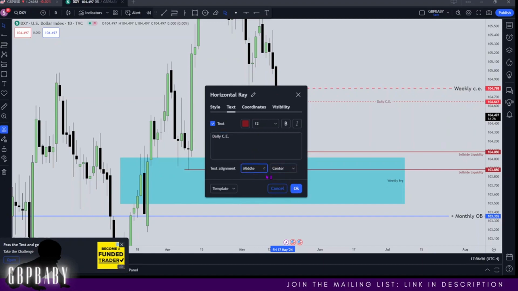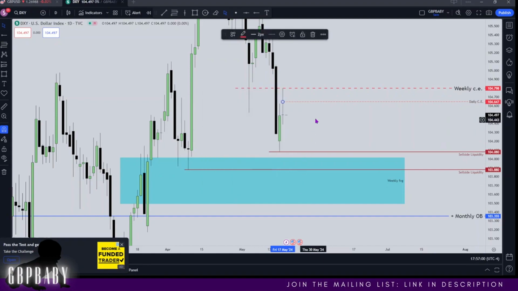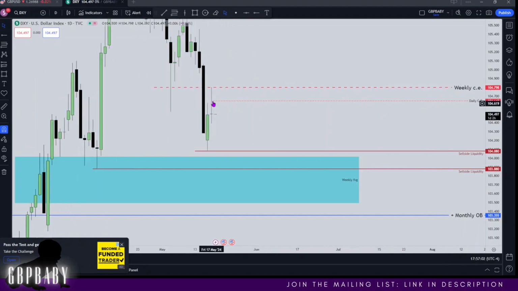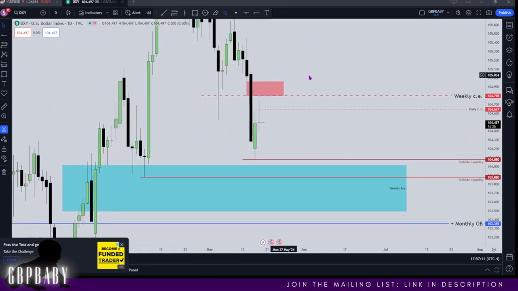Put that in the center. But like I said, if we are going to see some kind of high get made, there is still a gap up here. So there's potential for price to want to trade into that. So that's just something to keep in mind. After Monday trades, we'll have a much better idea.